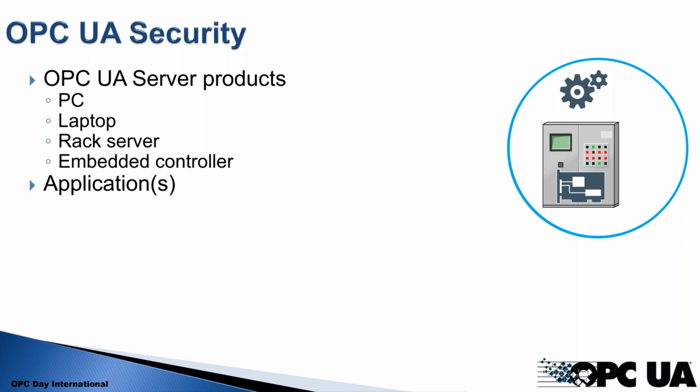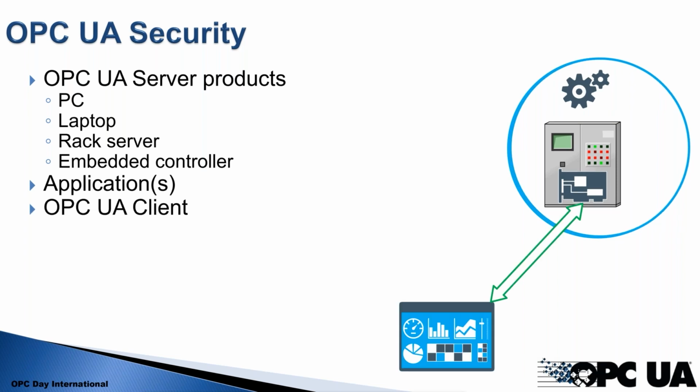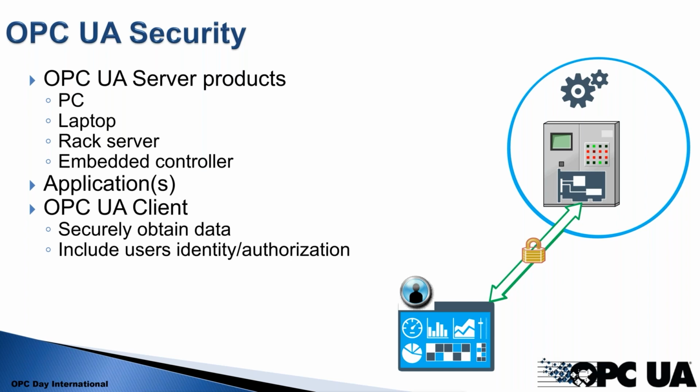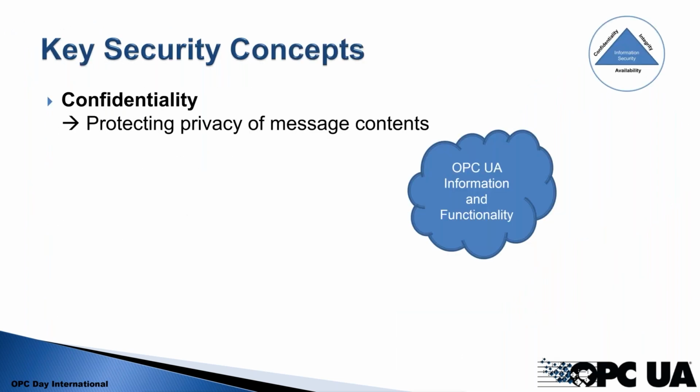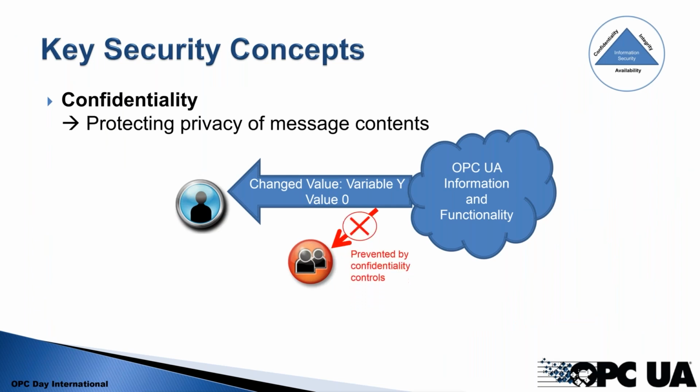A device will have some application on it that you want to run. It'll be communicating to some client. And you want to be able to securely obtain that data, ensure that it's there, and you want to have the correct user identity and authorization information. OPC also has some global services that help with some of this too: certificate management, authentication, authorization sorts of services. This talk really isn't about all of the OPC security items, but I do want to mention some of them pretty quickly. So we protect information.